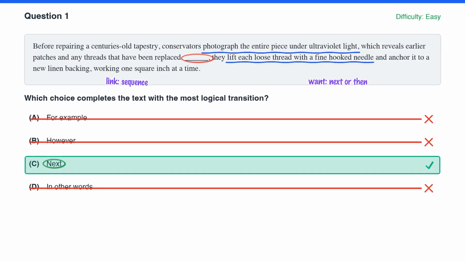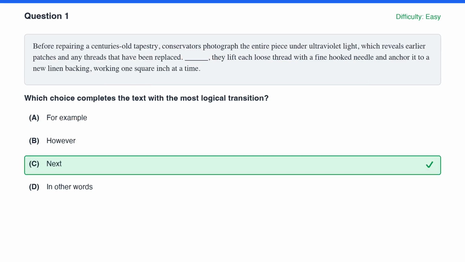C is our answer. C wins because the two sentences are two stages of one process. First map the damage, then repair it. When the second sentence is what happens after the first, you want a sequence word: next, then, afterward.